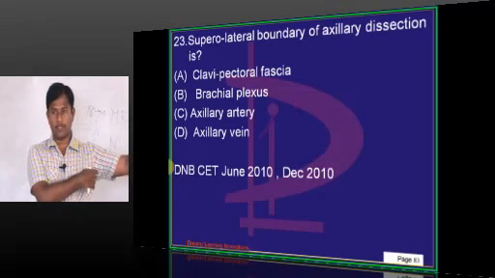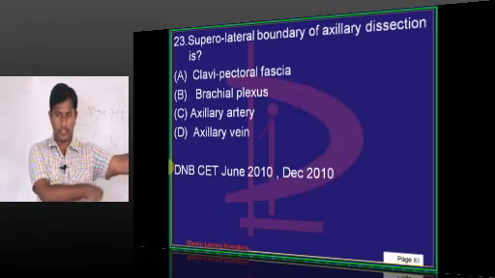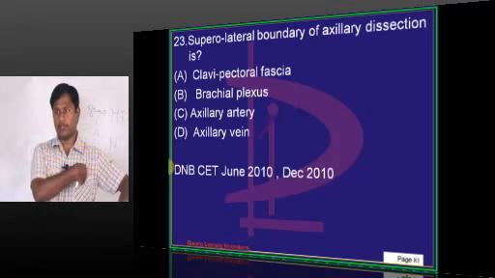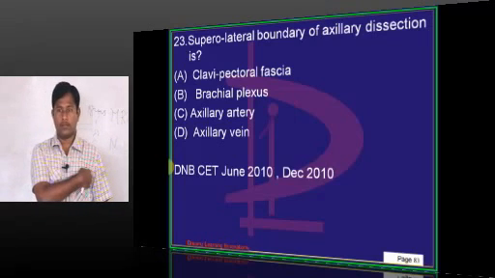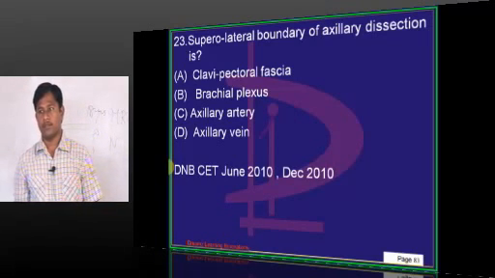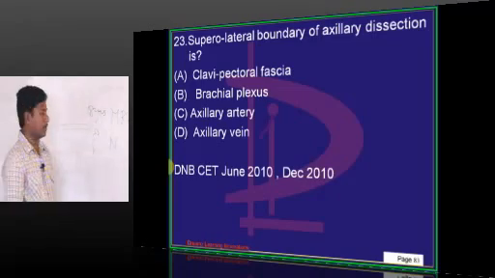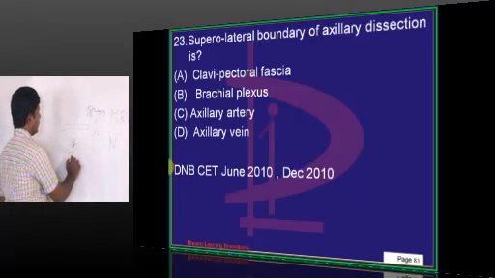See, this is the axilla. What is the medial boundary of the axilla? All the structures have to be removed. What is the medial boundary? There is nothing. Chest wall. First rib and chest wall.